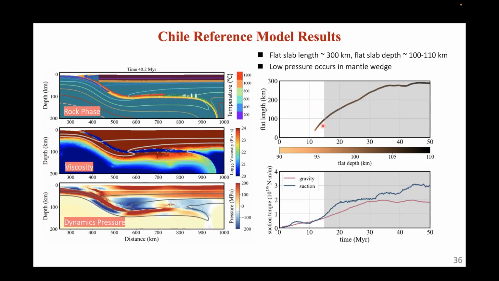And on top right is showing the length of the horizontal part of the slab, and we can achieve almost 300 kilometer length of the horizontal plate. And actually, when compared with the present Chilean flat slab region, this is not enough. The present-day Chilean flat slab region is about 400 kilometers.